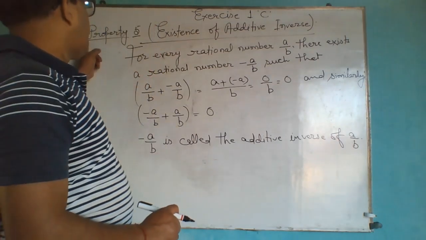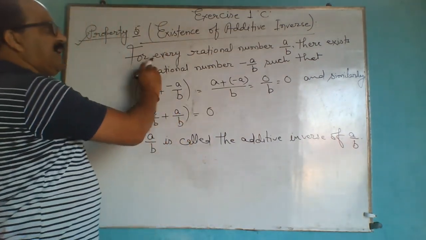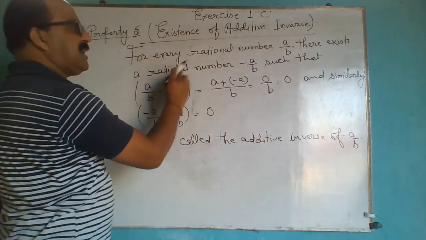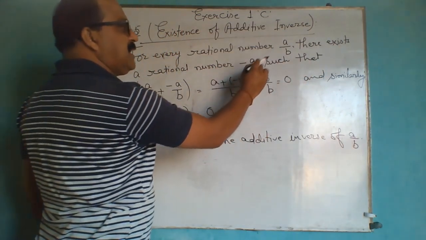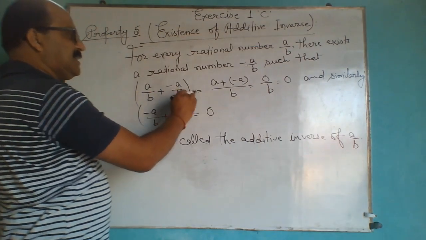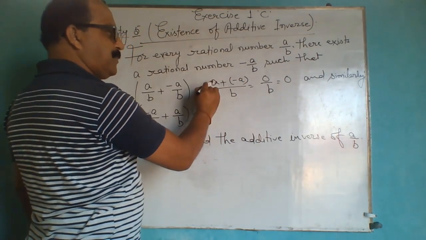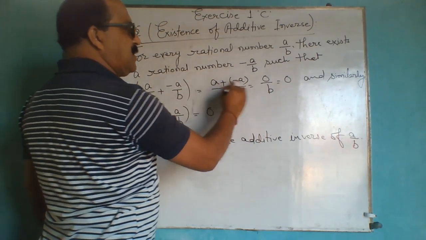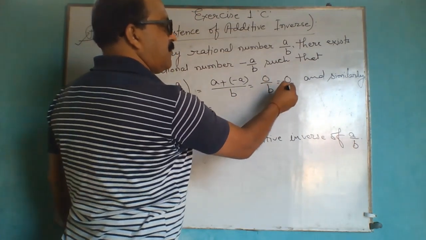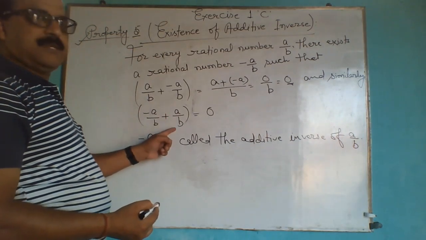Property 5, existence of additive inverse. For every rational number a by b, there exists a rational number minus a by b such that a by b plus minus a by b is equal to 0. Positive and negative, so here the value is 0. So 0 by b is equal to 0. And similarly, minus a by b plus a by b is equal to 0.